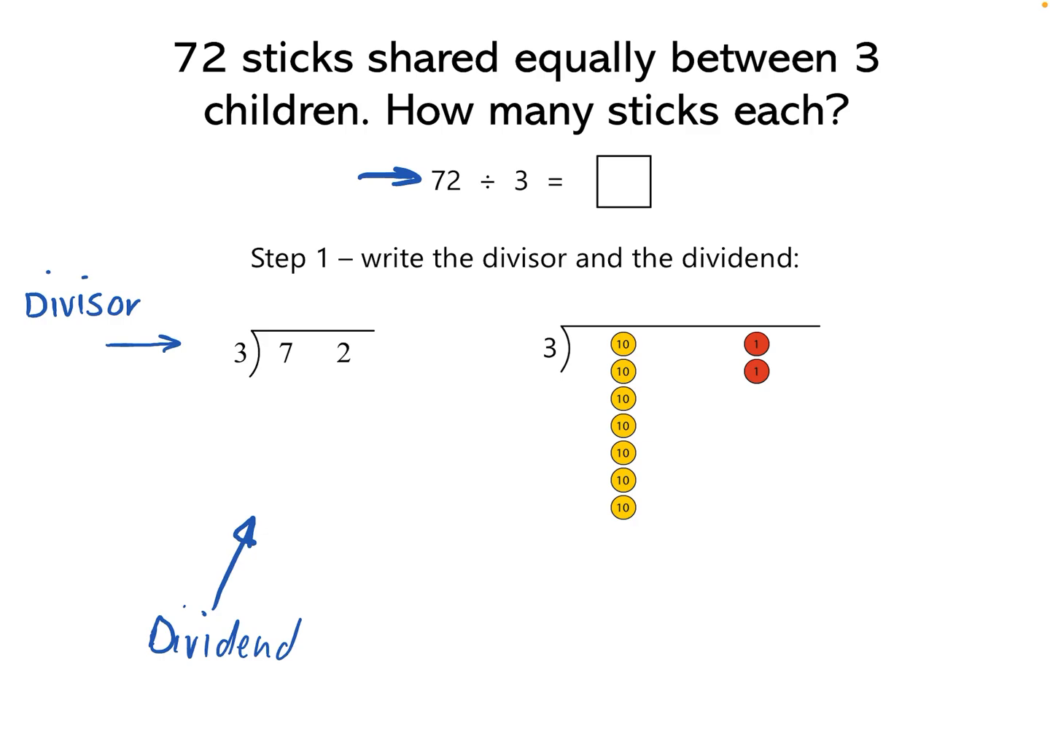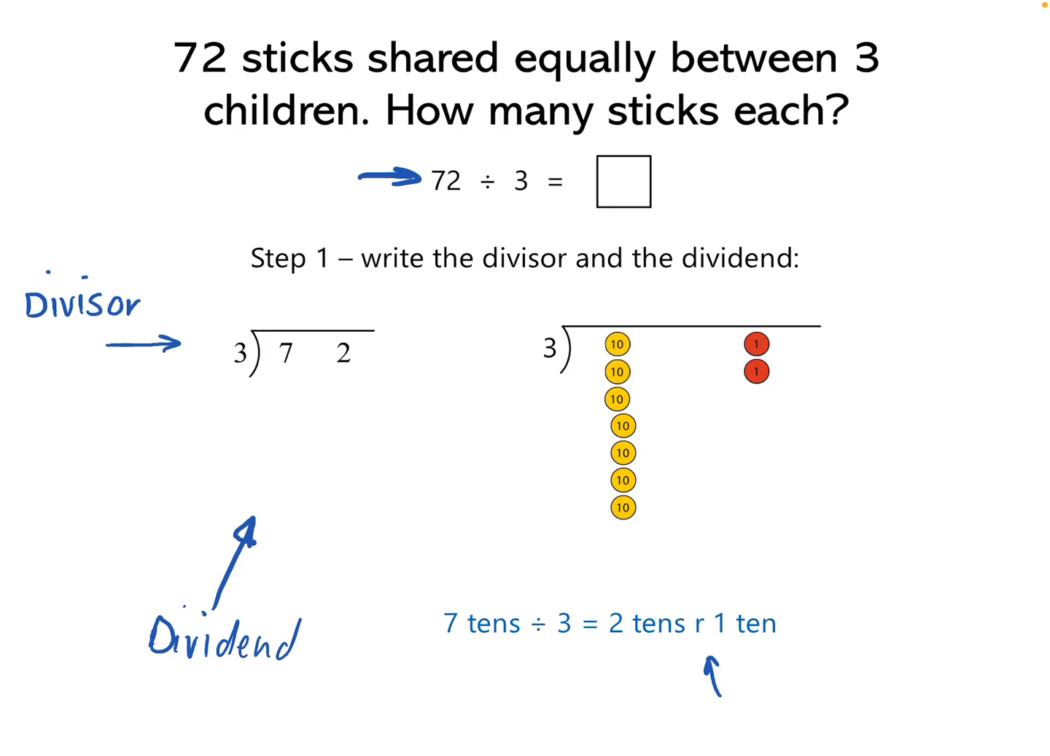Okay, so we've written our question out. What's our next thing we're going to do? So our next step is going to be to take our 7 tens and divide it by 3. And that's going to equal 2 tens, remainder 1 ten. But what does that mean? Because we've got this remainder here. So what does that look like?